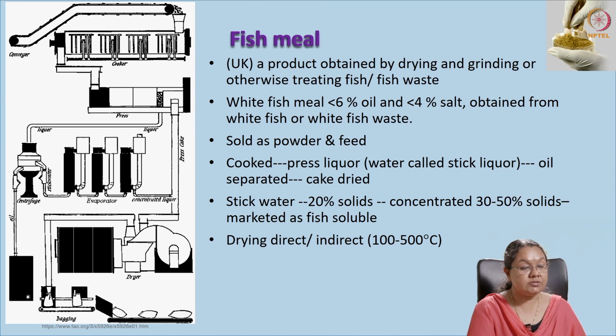And fish meal is also another important value-added product derived from the underutilized parts of the fish industry. The products which are obtained are dried and ground. And these are generally underutilized fish or the waste obtained from the fish industry. And fish meal from white fish contains below 6% of oil and below 4% salt. So fish meal is sold as powder, and mainly this fish meal goes to the animal feed industry and it is given as feeds.